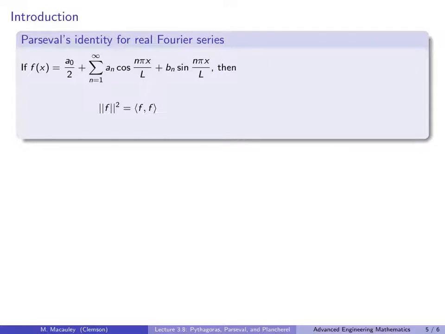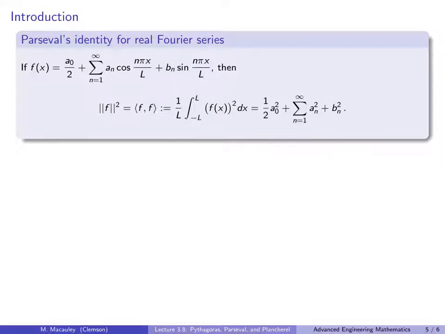Then the norm squared of f, which, as before, is the inner product of f with itself. But now the definition is slightly different because the inner product is a little bit different. It's 1 over L times the integral from negative L to L of f of x quantity squared dx. So what do you think comes next? Did you get it right? Or did you miss this pesky 2 sitting right here?